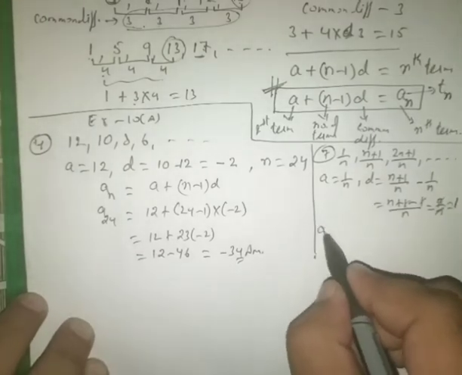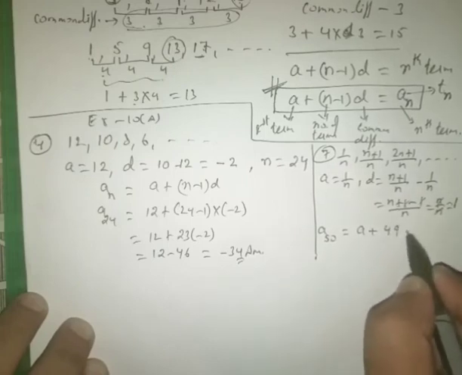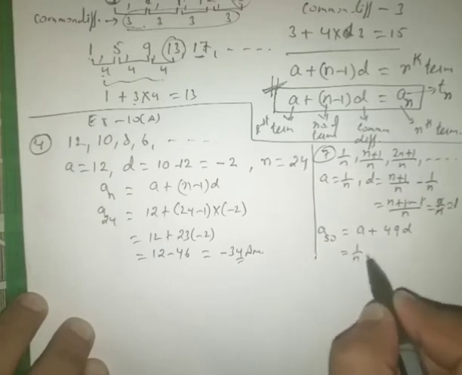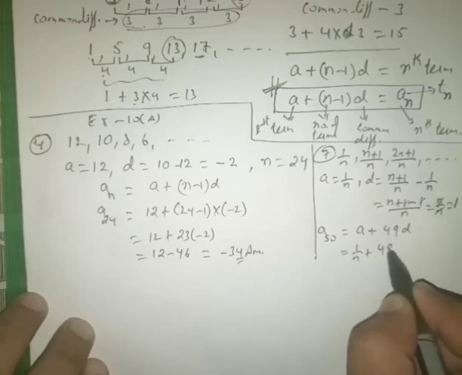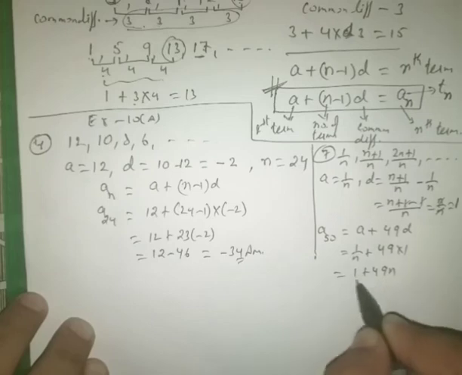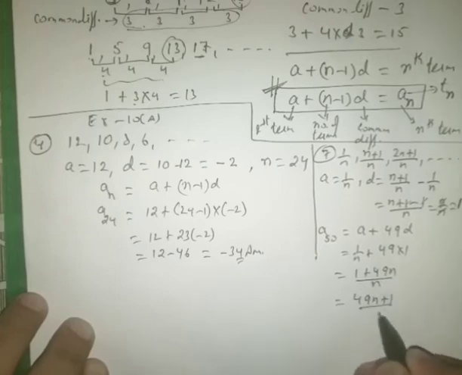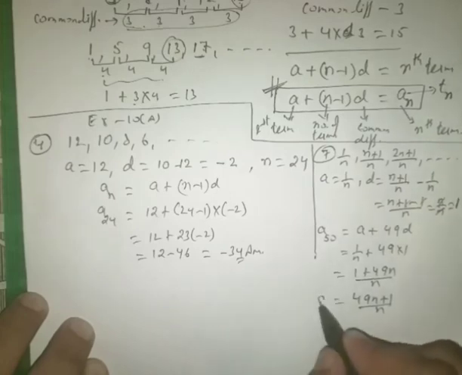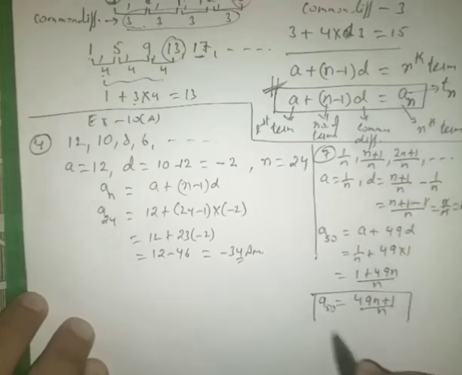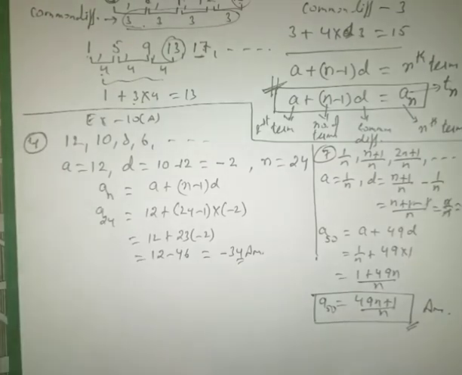So here the common difference is 1. Now we have to find the 50th term. So a50 will be equal to a plus 49d. So 1 over n plus 49 multiply 1. That will be 1 plus 49n over n, or this can also be written as 49n plus 1 over n. So this is the 50th term, and this is the answer for the 7th part. Now taking one or two more questions.